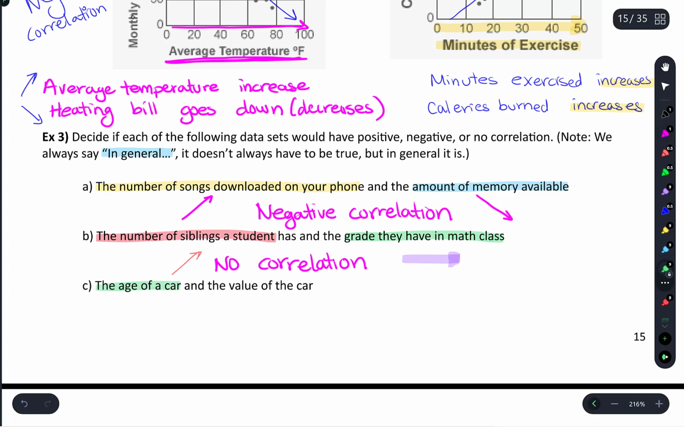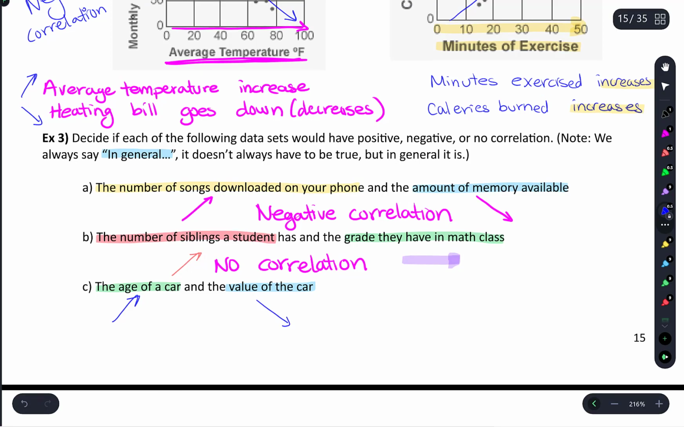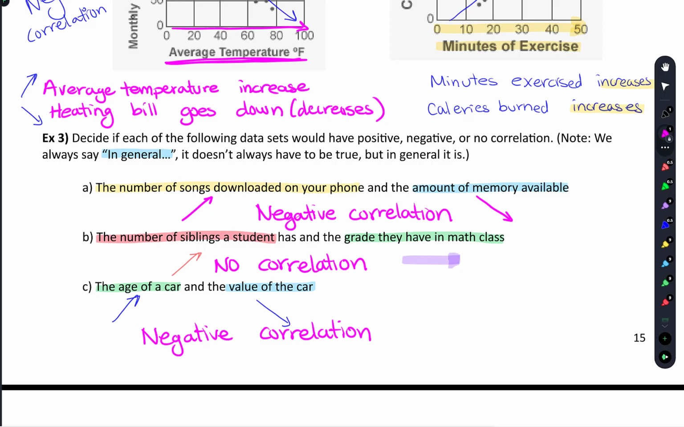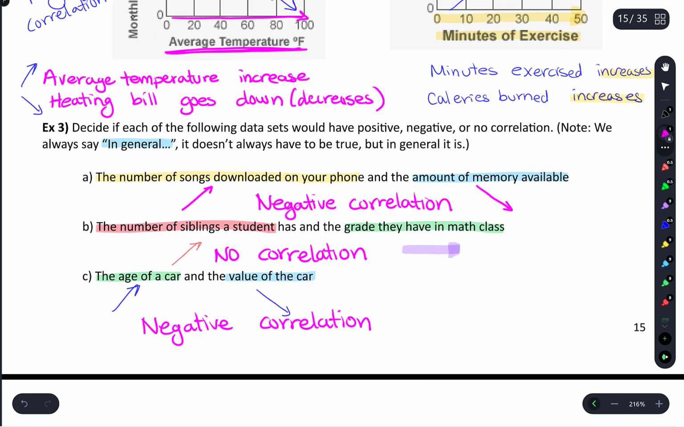Okay, and how about the last one here? It says the age of a car and the value of that car. So that's how much money that car is worth. So as the age increases, what happens to the value of that car? Well, it tends to go down as well, right? And so we can say here that this would be a negative correlation. Okay, so there we go. We've dealt with how to identify the type of correlation looking at both a graph and in the words.